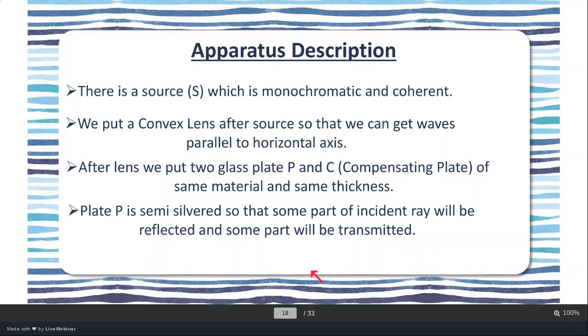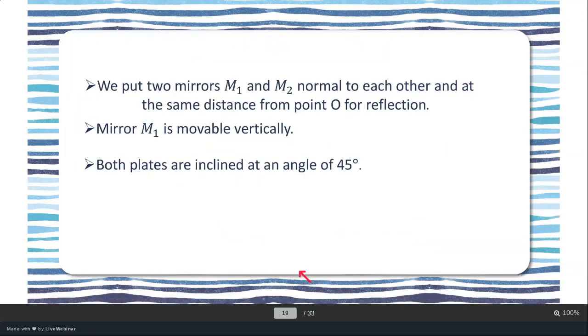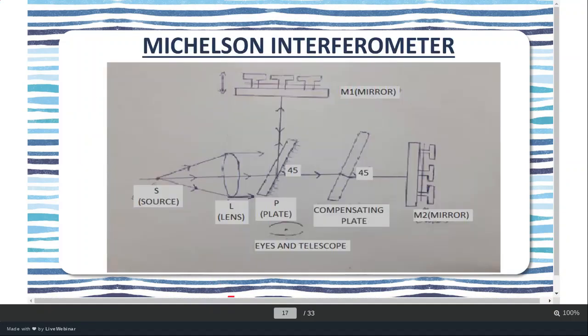Okay, so we put two mirrors M1 and M2 normal to each other and at the same distance from point O for reflection. Mirror M1 is moving vertically, and both of these plates which we are seeing here are at an angle of 45 degrees with respect to each other.